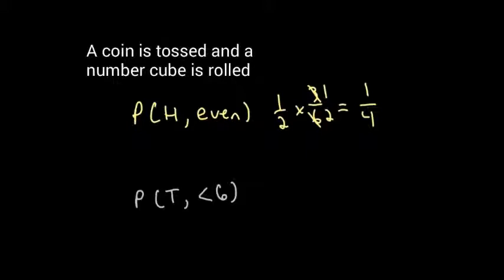So next I want a probability of tails. Tails is 1/2. And then a number less than 6. So there's 5 numbers less than 6. Here I don't have anything to reduce, I just need to multiply. 1 times 5 is 5, 2 times 6 is 12. So my answer there is 5/12.